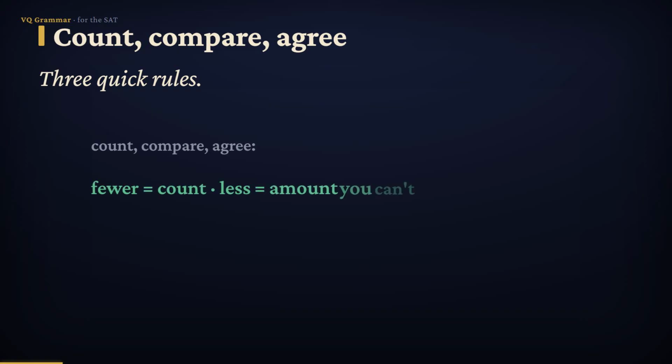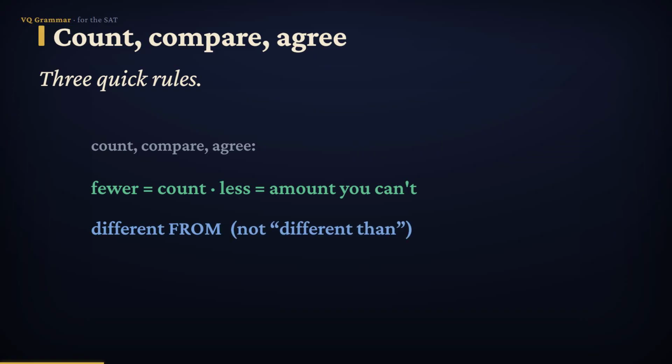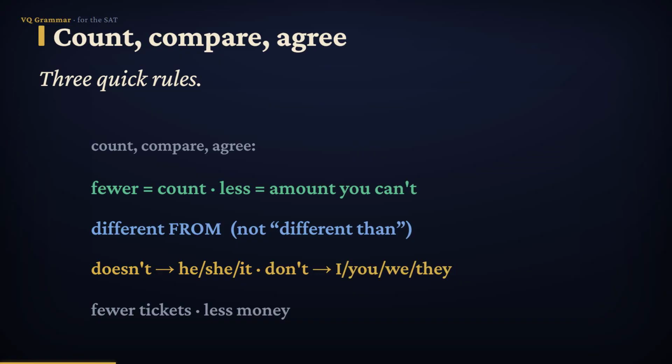First, 3 quick rules. Use fewer with things you can count, and less with quantities you can't. Fewer tickets, less money. Fewer dances, less than $10. Next, in standard English, use different from, not different than. And match doesn't and don't to the subject. Doesn't with he, she, or it. Don't with I, you, we, they, and plurals. She doesn't, but they don't.